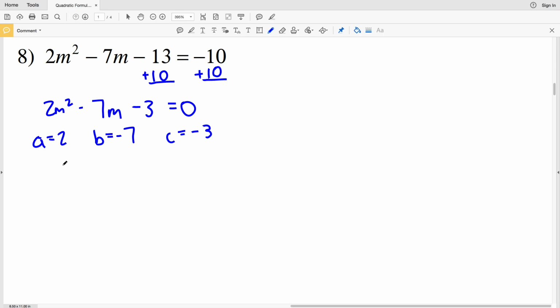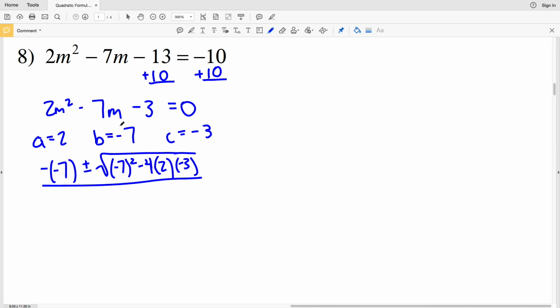So the opposite of b is the opposite of negative 7 plus or minus the square root of b squared, negative 7 squared, minus 4 times a, 4 times 2, then times c, times negative 3. That's all over, or divided, by 2 times a, which is 2 times 2. Simplifying, the opposite of negative 7 is positive 7, and then we'll have plus or minus the square root. Negative 7 squared is 49, minus 4 times 2 times negative 3, which is negative 24, but as opposed to subtracting a negative 24, we'll add a positive 24, and that's going to be all over 2 times 2, which is 4.